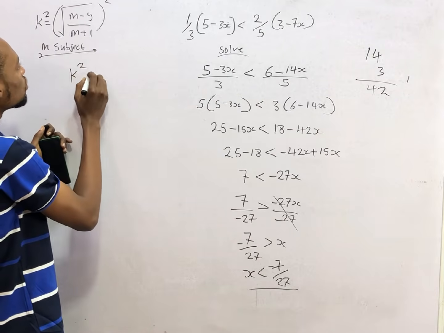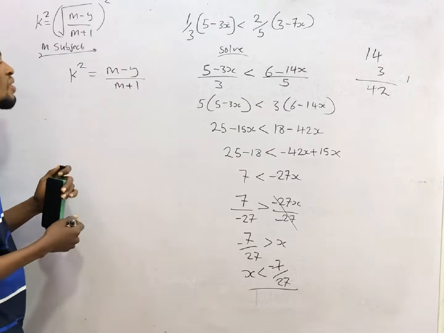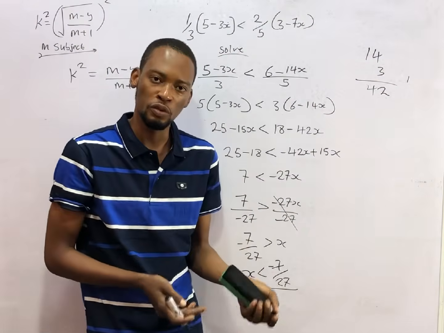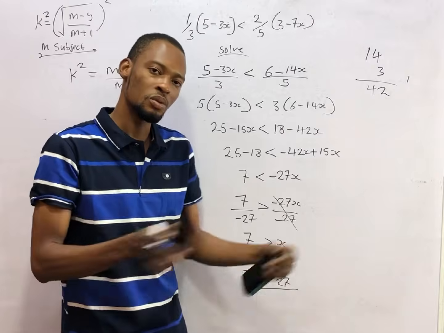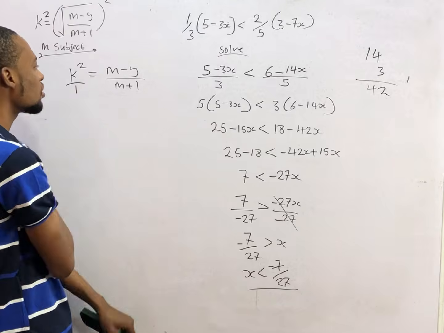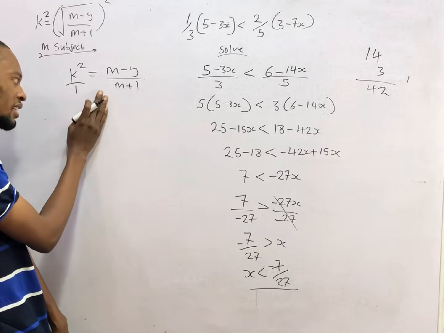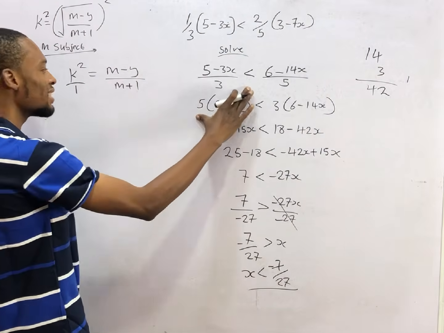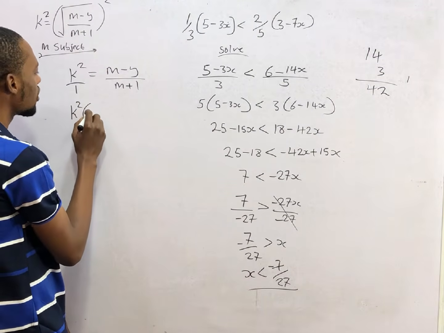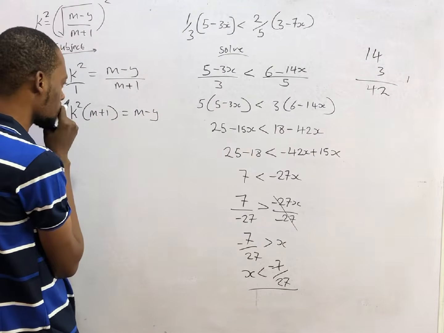Therefore, k squared will become (m minus y) over (m plus 1). By squaring both sides, the square root is gone. Square root is the same thing as raised to the power of 2. From here, this is the same thing as k squared over 1. When you have two fractions separated by an equality sign, you cross multiply like I did here. So cross multiplying, you have k squared times (m plus 1) is equal to m minus y.